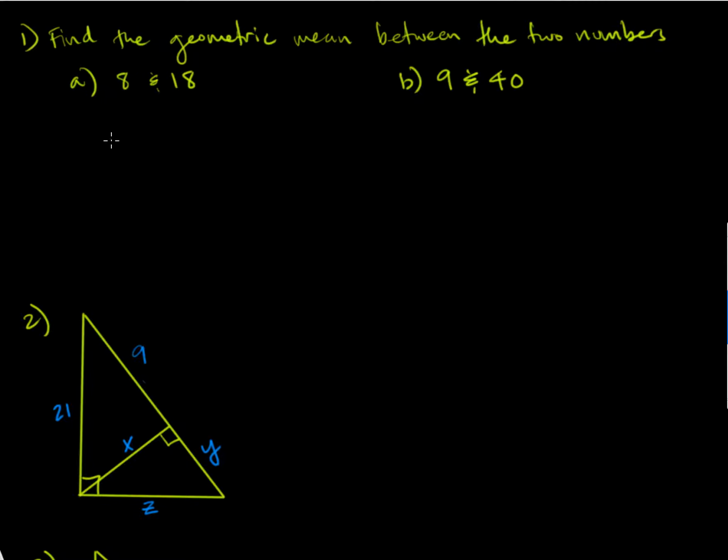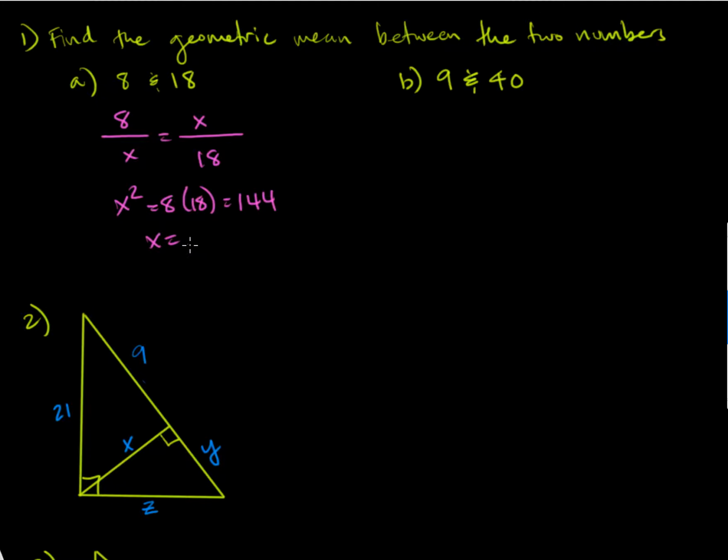The way we're going to set up a geometric mean question is we're going to start with a blank proportion, two fractions that equal each other, and we're going to take the two numbers that we have to find the geometric mean for, and we're going to fit them into these two spots diagonally across from each other. Then we're going to put x's, or whatever variable you want to use, in the other two spots. And then we cross multiply to get x squared equals 8 times 18, which is 144.